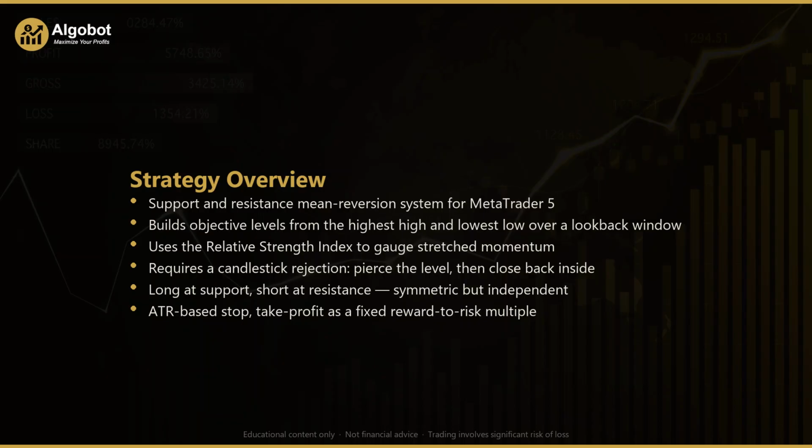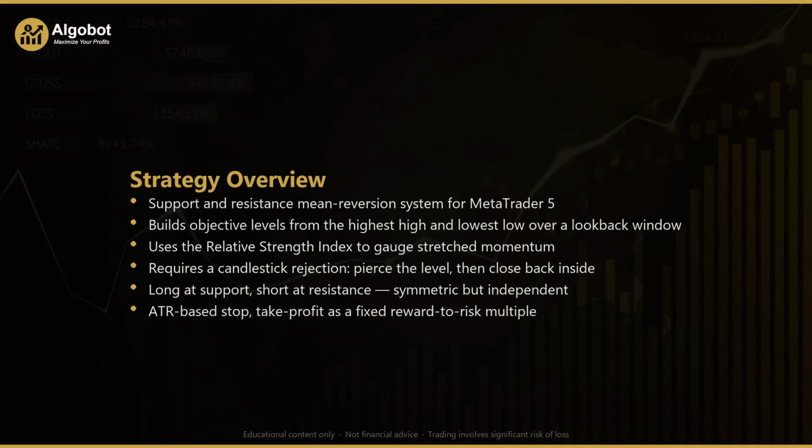On top of that, it adds a candlestick rejection filter. It isn't enough for price to merely touch a level. The strategy detects when a bar pierces through the level with its wick and then closes back on the correct side of it, which suggests the level was defended.